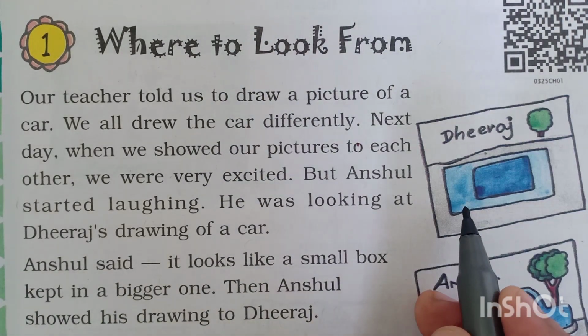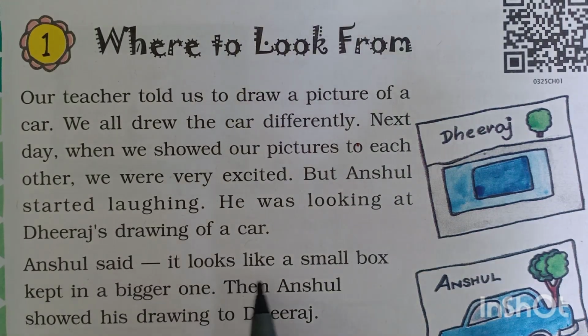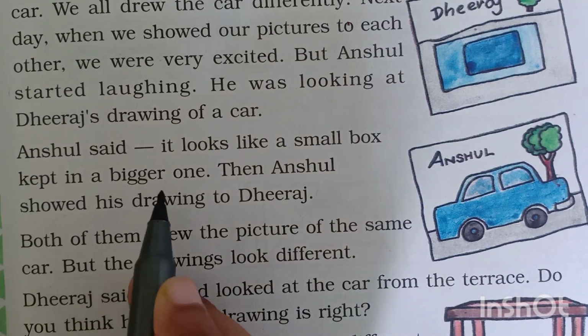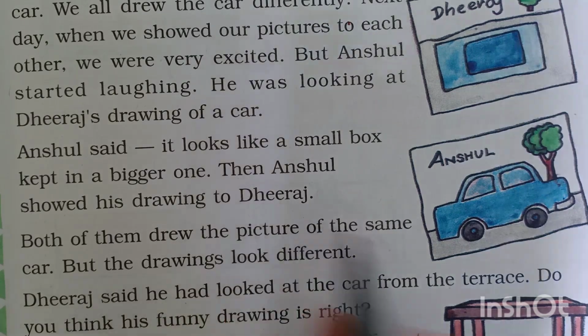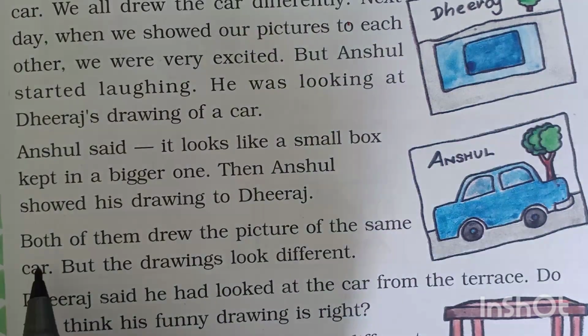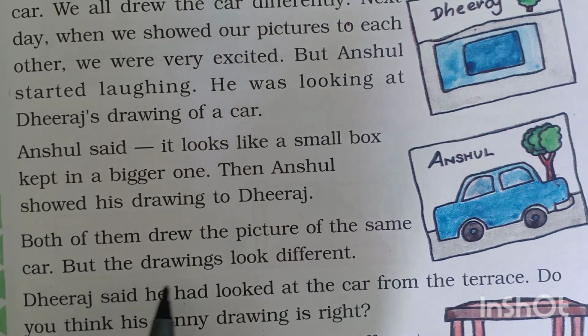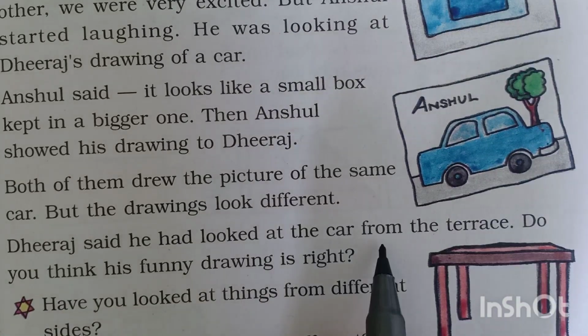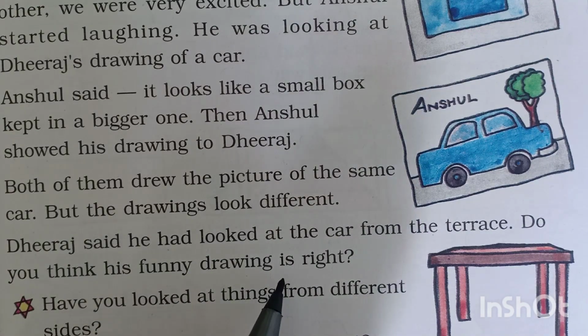Look at Dhiraj's car. Anshul said, "It looks like a small box kept in a bigger one." Then Anshul showed his drawing to Dhiraj. Both of them drew pictures of the same car, but the drawings looked different. Dhiraj said he had looked at the car from the terrace. Do you think his funny drawing is right?